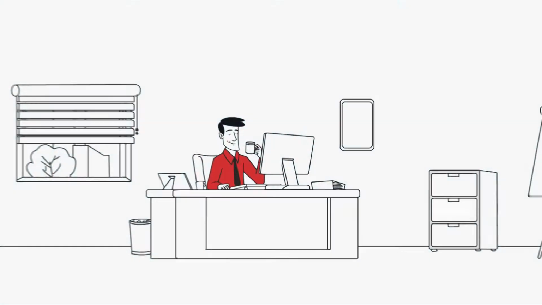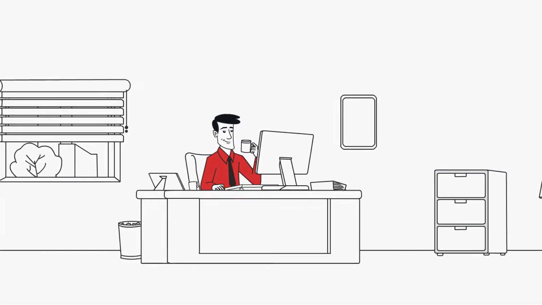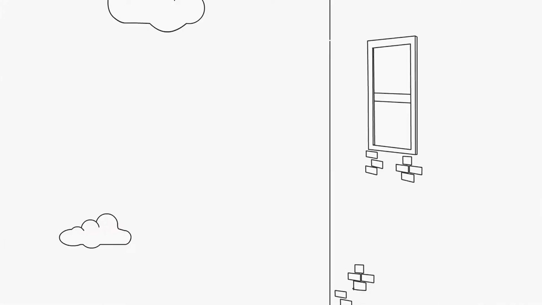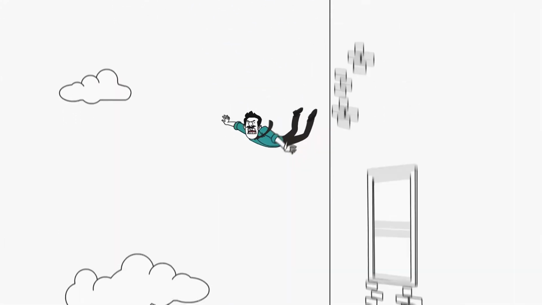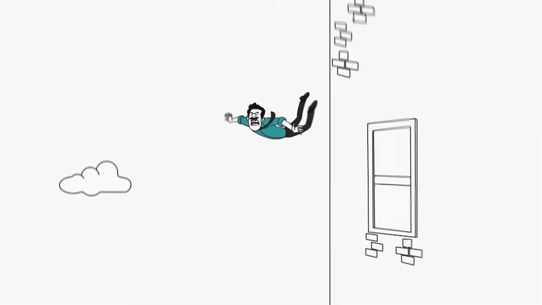There are two kinds of IT managers. One, who gets stuff done and has time to relax. And then, there's this guy. Okay, let's examine what happened to him.